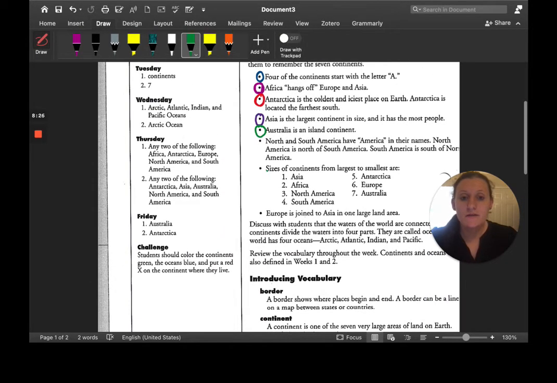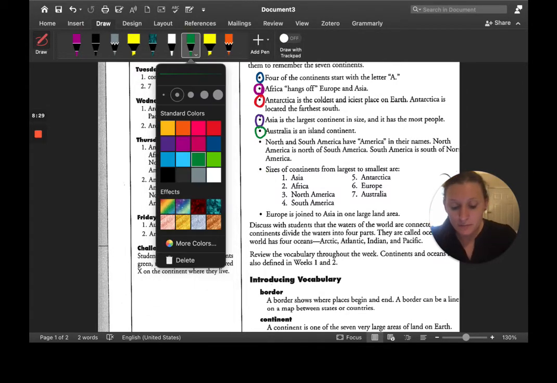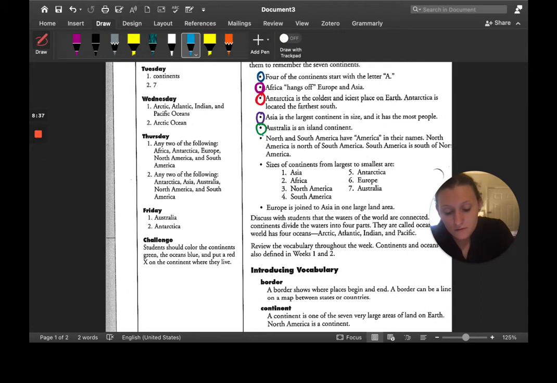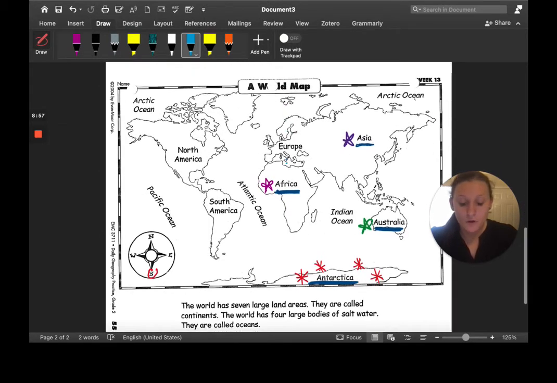All right, and then next we have both North and South America. They put together, but they are separate continents. So it says North and South America have America in their names. And so North America is north of South America, and South America is south of North America. And that's how they got their names. And so North America is where we live. So North America makes up Canada, the United States, Mexico, some of the Caribbean, and then South America is again south of North America. So we will underline that one.